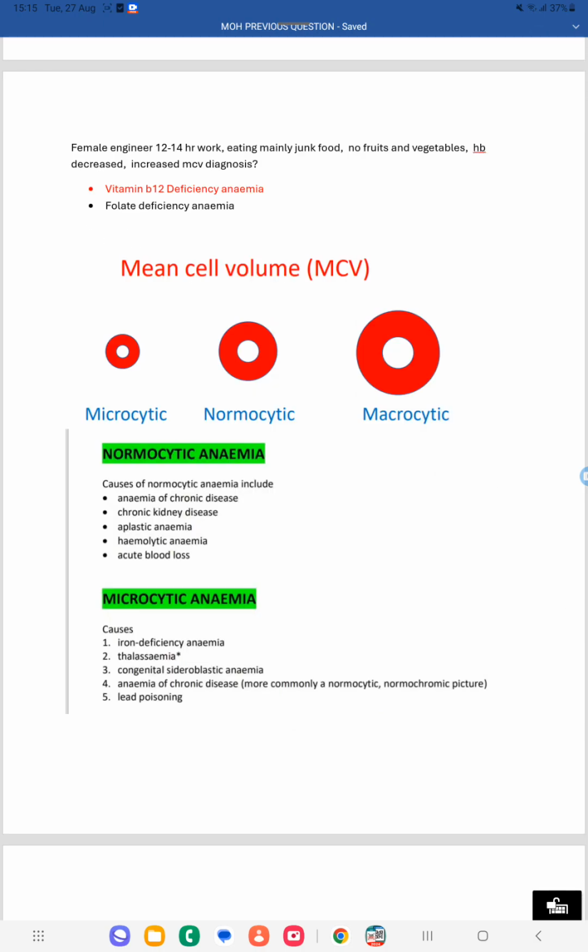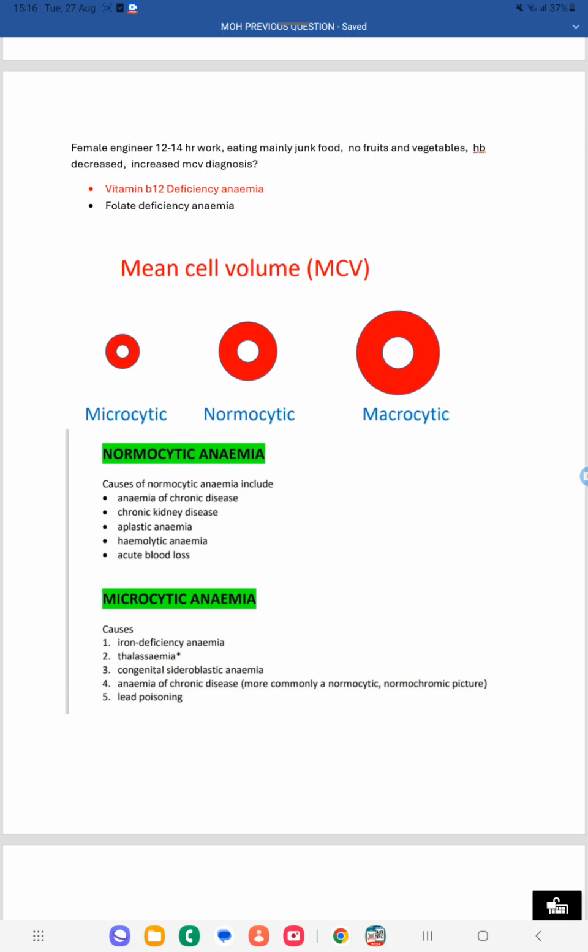The next question was about a female engineer who works 12 to 14 hours and eats mainly junk food, with no fruits and vegetables. Her HB is decreased, meaning hemoglobin is decreased, so the patient is suffering from anemia, and her MCV is increased. MCV means mean corpuscular volume. The normal mean corpuscular volume is 80 to 100, or 85 to 100.